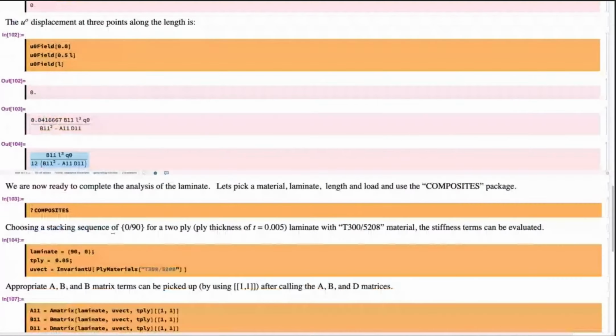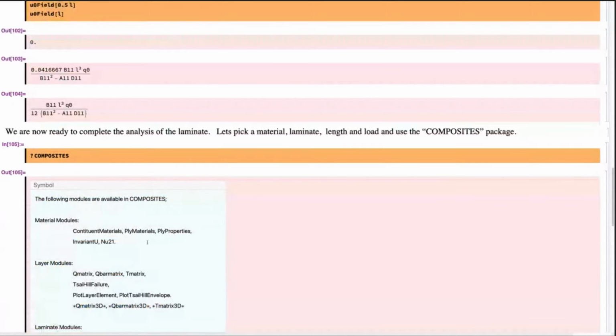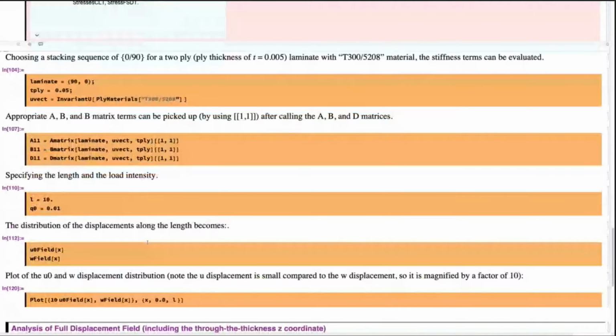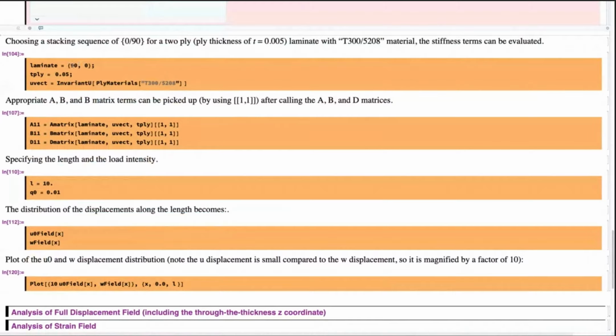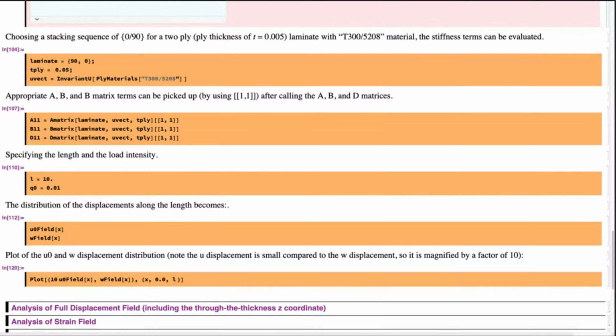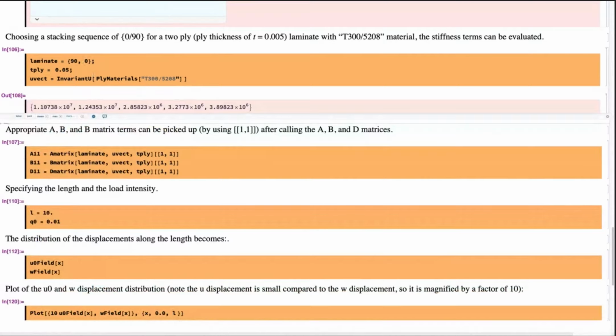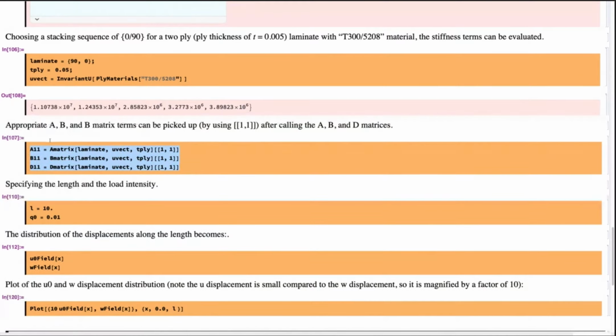Now we are ready to use our composites modules to do something. Just to check if I loaded my composites modules, yes I did. Then I can continue. I'm going to use a laminate of 90 degree and 0 degree to demonstrate this. Two plies, not mid-plane symmetric. Ply thickness 0.05 and material T300/5208. With this information, I can immediately go and find my ABD matrices. Okay, so my ABD matrices are actually these.